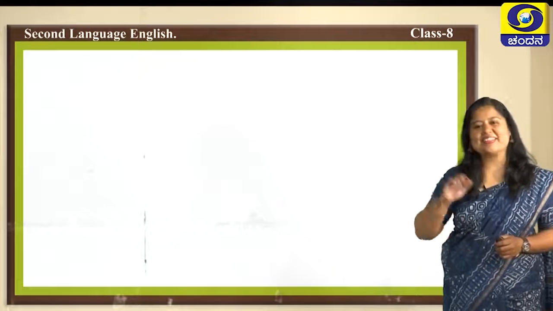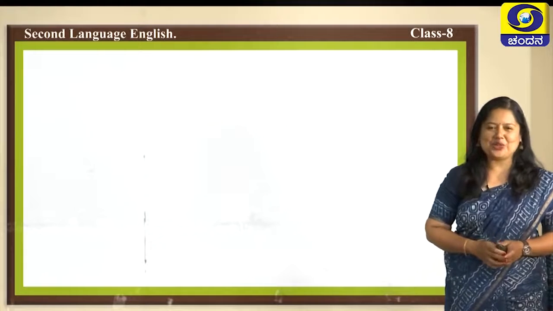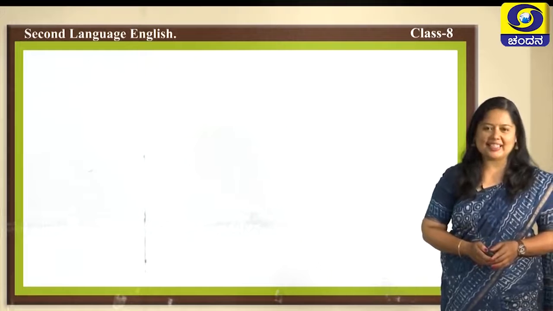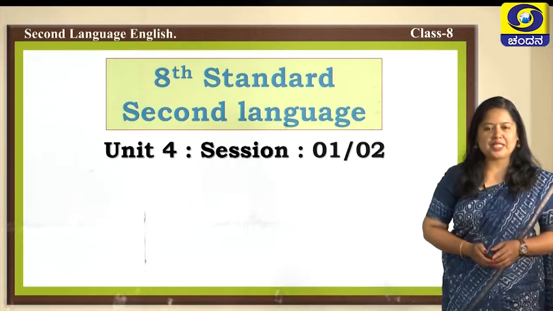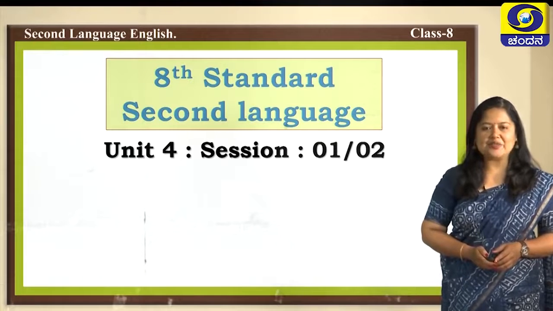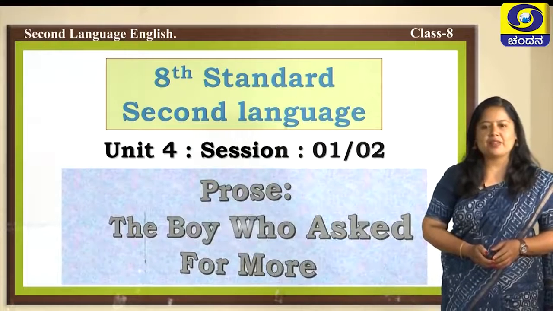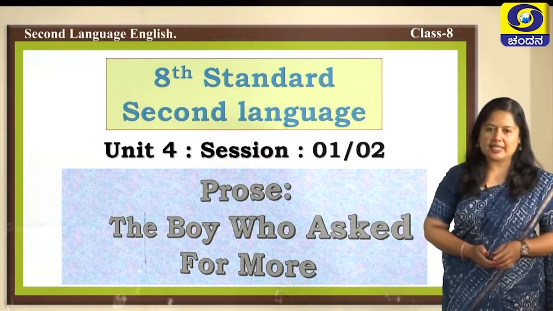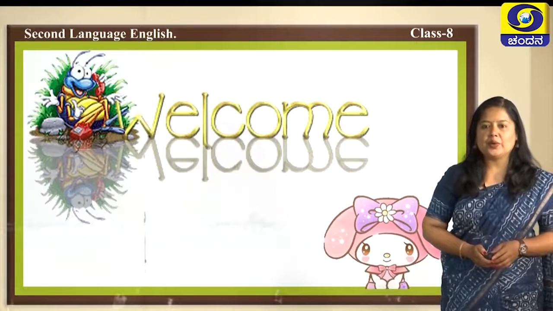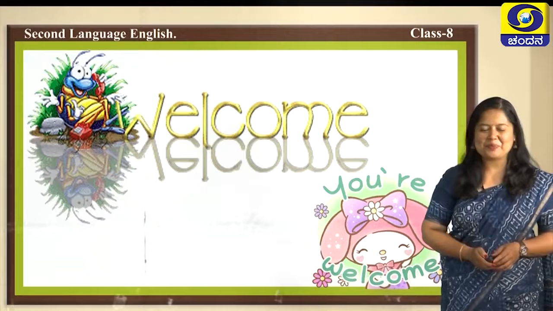Hello kids, welcome back to the 4th unit of 8th standard 2nd language English class. The unit contains one prose and one poetry, and this is the first session of the prose, The Boy Who Asked for More, written by Charles Dickens. So, once again welcome back kids.